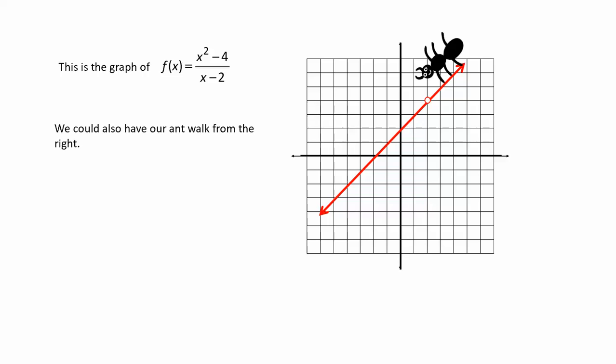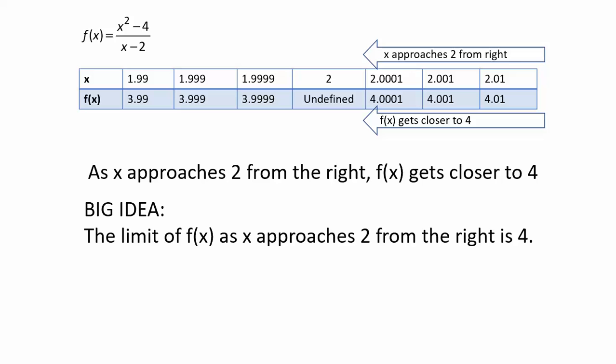So looking back at the same graph, imagine this time that our aunt is walking from the right. Again, she's going to hit that hole. However, if we look at the table, we can put in values for x that get really close to 2 from the upper side. And you'll notice as that happens, again, we're going to get really close to 4. So we can assume that as x gets really close to 2 from the right-hand side, it's going to approach 4.